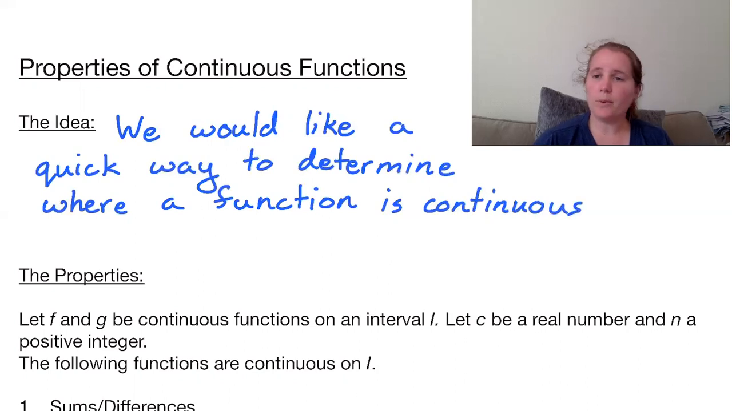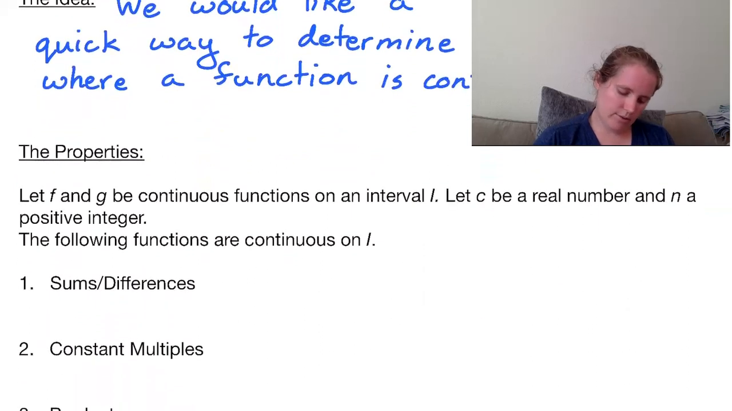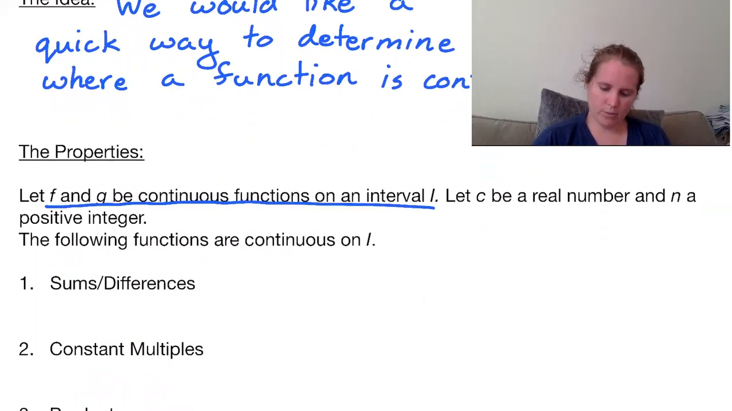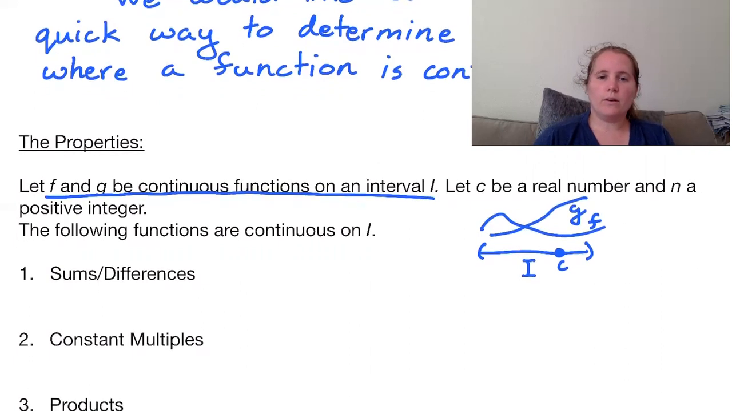And so we'll have some properties as well as just some basic facts about specific functions that we'll regularly be working with. So for our properties, we have f and g are continuous on an interval I. So we have some interval I, here's I, c is somewhere within that interval, and f and g are both continuous on that interval, whatever they look like. So then we have the following are continuous on I.